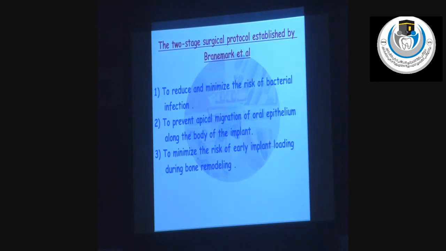Now we will start with how the first implant started. It's called the two-stage surgical protocol established by Brånemark. The goal is to reduce and minimize the risk of bacterial infection, to prevent apical migration of oral epithelium along the body of the implant, and to minimize the risk of early implant loading during bone remodeling. This is the first implant. It's called the two-stage implant.